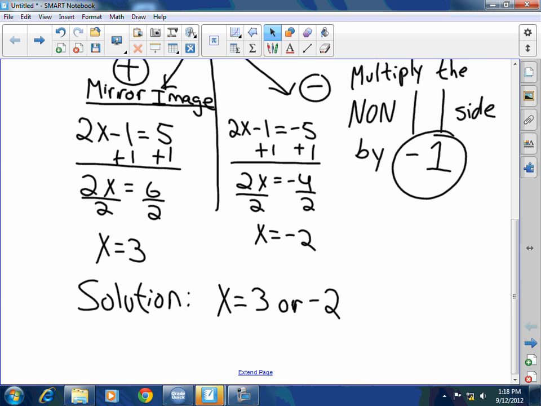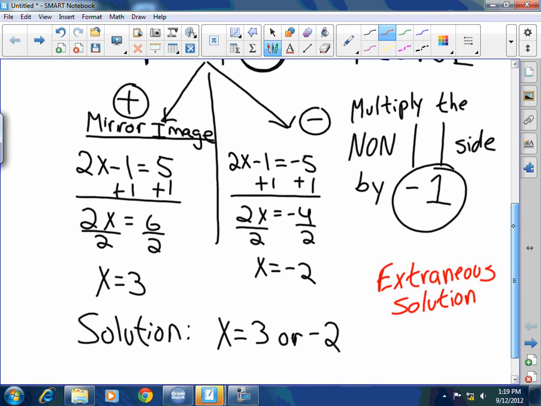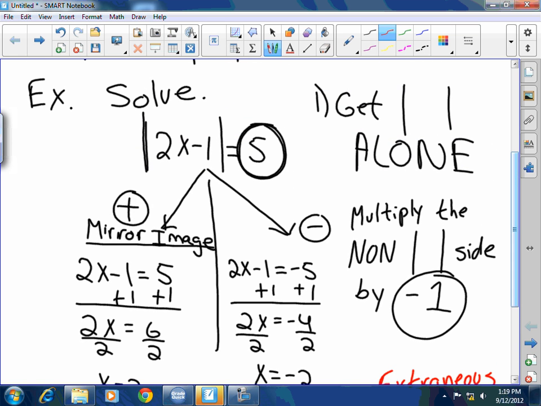Now, the one pain in the butt part of this: when you have your solutions, you have to test them. Sometimes you'll get a solution, but when you test it, it's false. When you test a solution and it is false, that is called an extraneous solution. Now, let's see if we have any extraneous solutions for this example. Our answers were 3 or -2. So let's check.